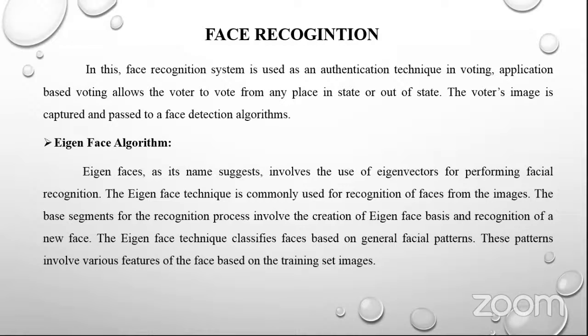There are three algorithms. First, the Eigenface algorithm. This technique is commonly used for the recognition of faces based on general facial patterns, like facial expressions, extracting facial expression images point to point. It uses the PCA method, principal component analysis, to form eigenvalues. These eigenvalues are defined by the eigenfaces, which are eigenvectors of the data set images.